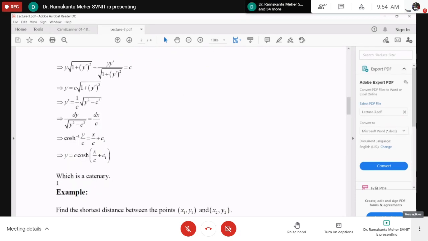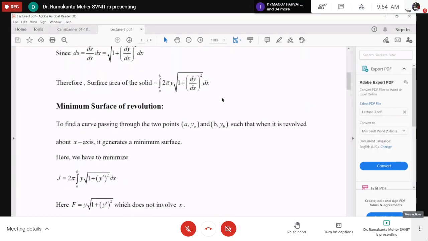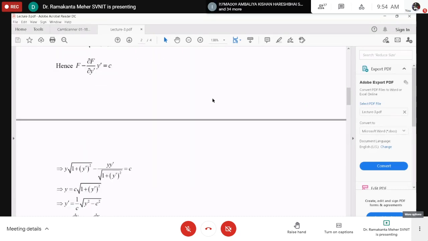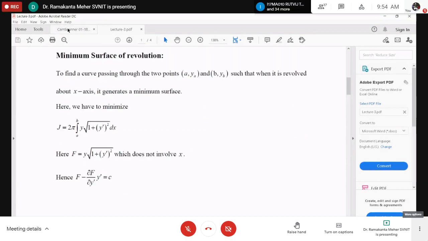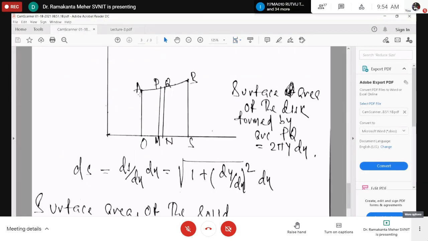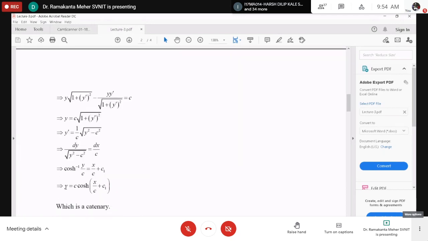This is the minimal surface that can be obtained from the surface area of revolution of the arc AB around the x-axis. Here we have fixed two points also. Suppose this point be A, y a, and this point B, y b. We are just rotating the surface area around the x-axis, and we are trying to find out a minimum surface area of revolution. And here we can get the minimum surface area of revolution.